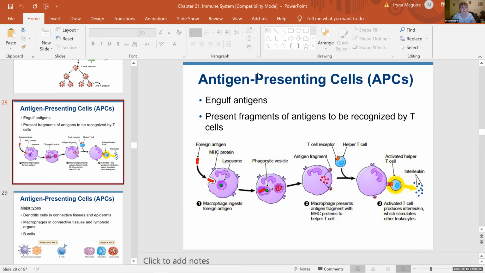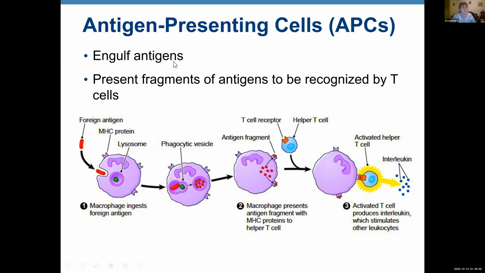Now, antigen presenting cells engulf antigen. So this is a macrophage, for example, or dendritic cells. So here we have a bacterium that enters your body, right? Obviously, this will promote your non-specific response. And non-specific response includes migration of macrophages and neutrophils to the site of injury, right? So the macrophage moves to the tissue that is injured, and what it does is it ingests this foreign antigen, right?